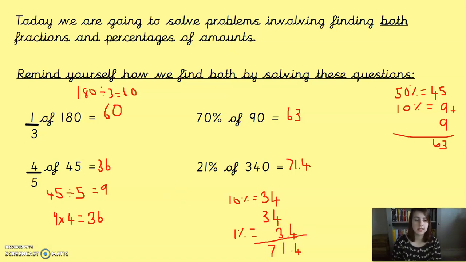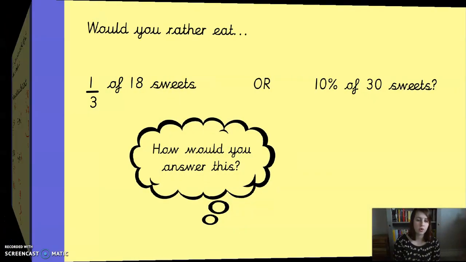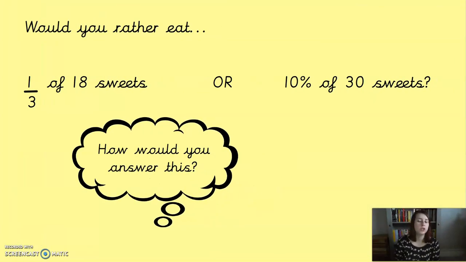What we're going to do today is have a look at some would you rathers. With the would you rathers, you have to work out the actual answer and then pick which one you get the best deal out of. So would you rather eat 1/3 of 18 sweets or 10% of 30 sweets? So to work out what you'd rather, you obviously want the most amount of sweets.